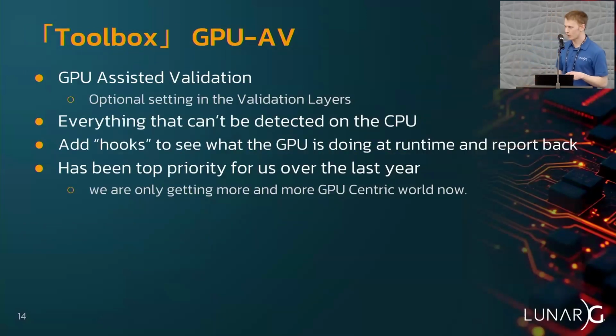And so we're gonna talk about GPU AV. This stands for GPU Assisted Validation. It's an optional opt-in setting for the validation layers that you can use. Maybe some of you have used it. Like those last examples, we don't know the value until you actually submit the work on the GPU. So we instrument the shader, read the values out, and then report the error afterwards.